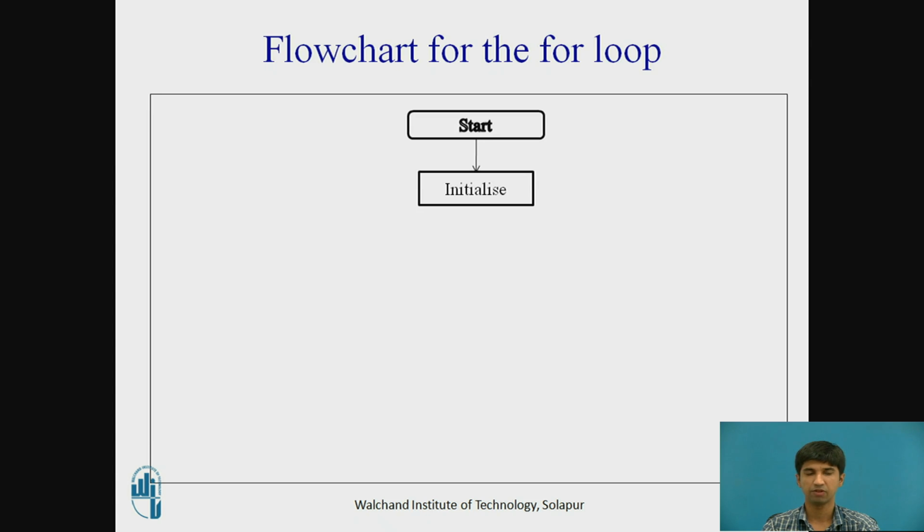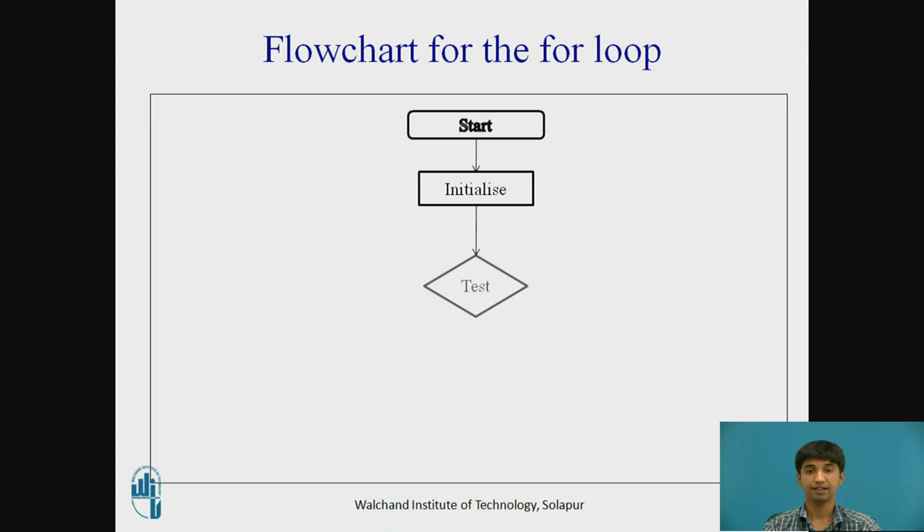Suppose I'm calculating the sum of 10 numbers. The initial value may be sum equal to 0, because I want the initial sum to be 0. So based on that, sum equal to 0, or for factorial, it may be product equal to 1, depending on your condition, what your program is doing.